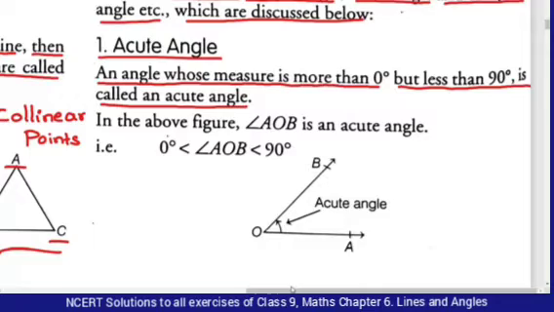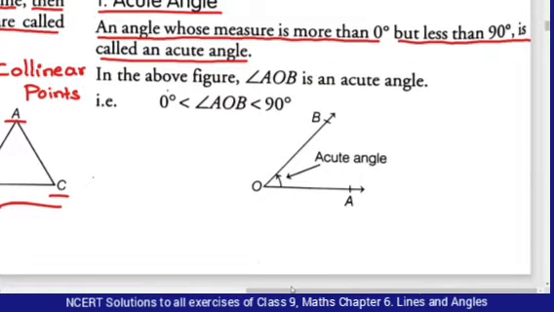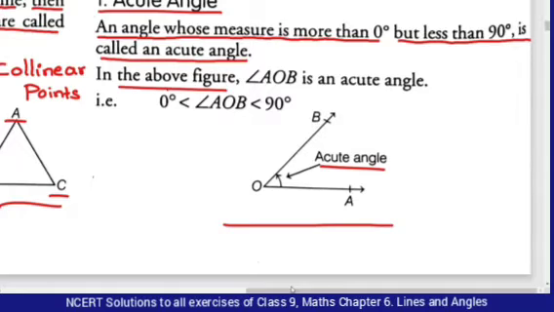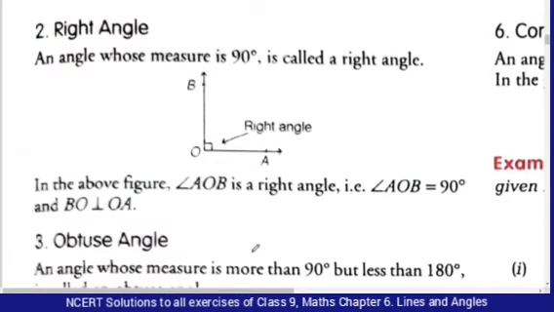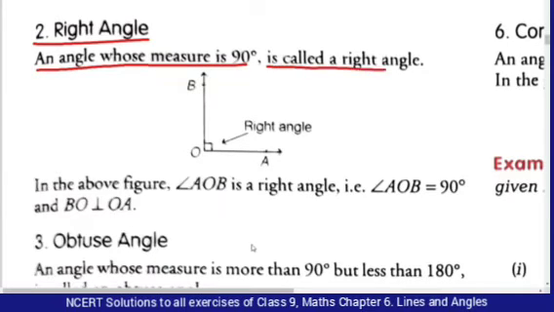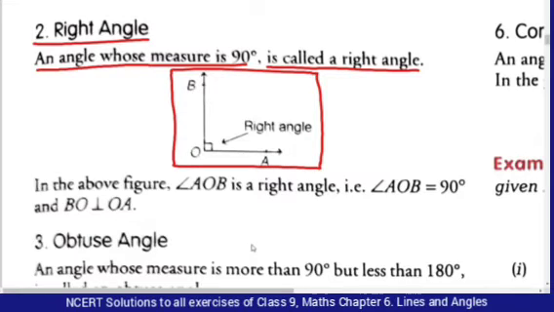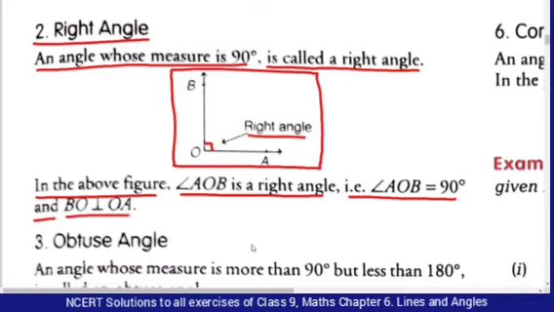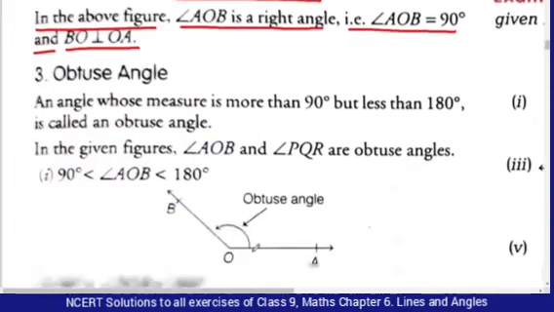So in the figure here you can see the acute angle. In the below figure, angle AOB is an acute angle which is in between 0 degree and 90 degree. Second one is a right angle, an angle whose measure is 90 degree is called a right angle. So you can observe this figure here, angle AOB is a right angle. That is angle AOB is equal to 90 degree and BO is perpendicular to OA.